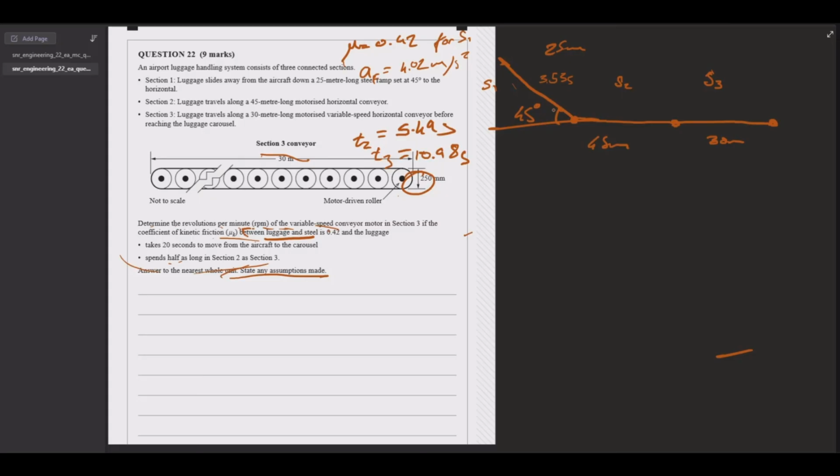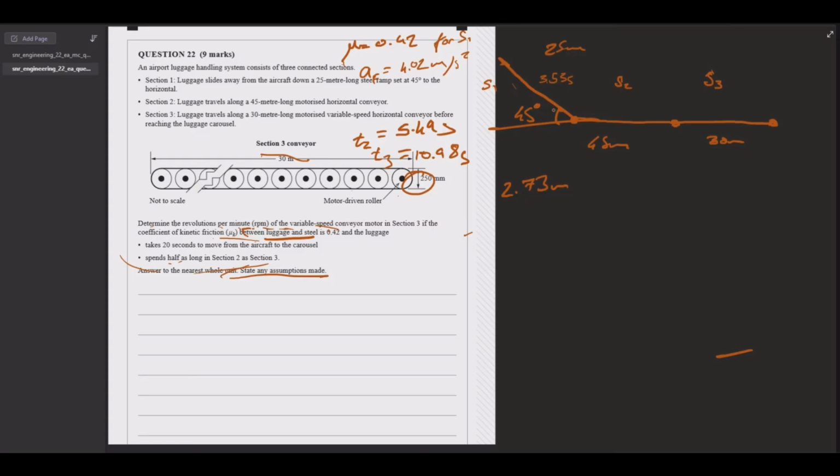If we want to take 10.98 seconds to cover this distance, that means that the speed at which we are going is going to be 30 divided by 10.98, which is 2.73 meters per second. So that means that every second we want 2.73 meters. We want one of these rollers to rotate 2.73 meters worth of material.